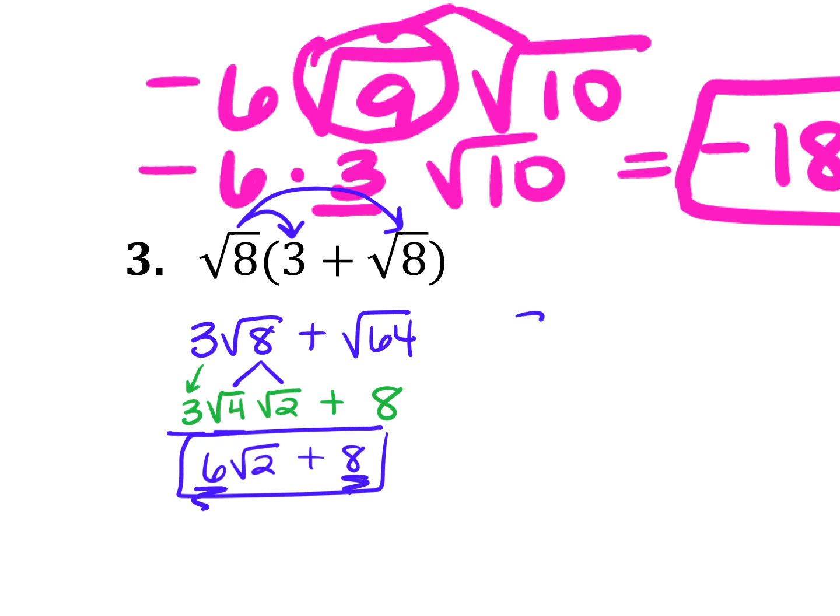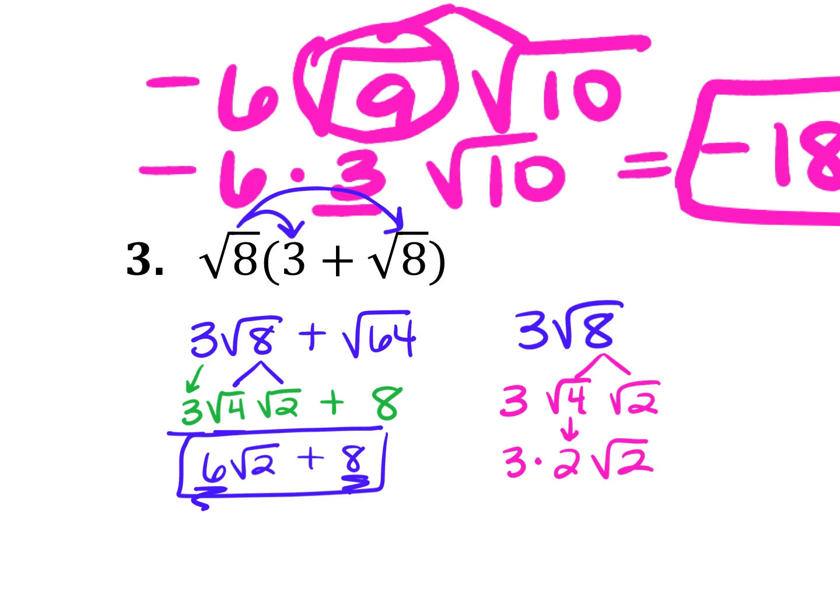So it was 3 rad 8, and you break that square root of 8 down because it has a perfect square factor, right? The square root of 4 and the square root of 2, but then you still have a 3 out in front. So this is 3 times 2 times the square root of 2, so 6 times the square root of 2, okay?